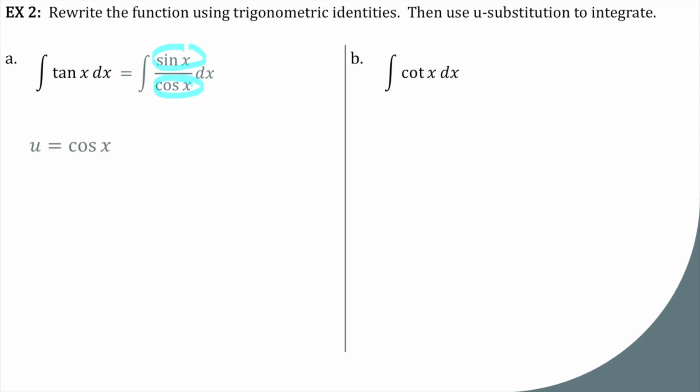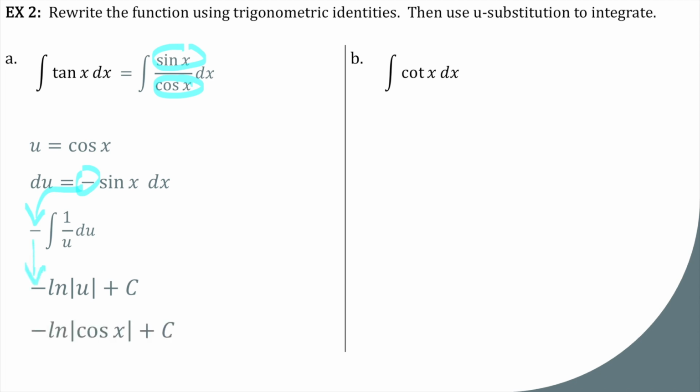So if I have u equals cosine x, du equals negative sine x dx. Oh, that's good. So just this negative has to come out. And then I have 1 over u du. What's the derivative of 1 over u? Natural log of the absolute value of u, don't drop your negative, plus c, plug u back in. So our final answer is negative natural log, the absolute value of cosine x, plus c.